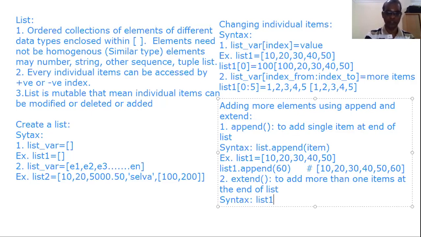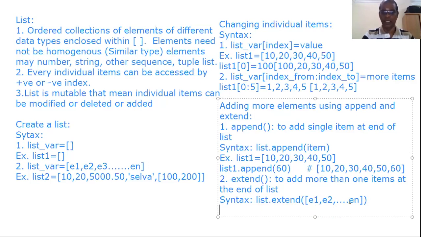Syntax: same thing. list1.extend within square brackets: E1, E2, E3, and so on up to En. That means element 1, element 2, element 3, and so on up to element n, within square brackets and then close. The elements available within the square brackets are considered as a list. So already we have one list that contains some elements. At the end of the list, these elements will be added.